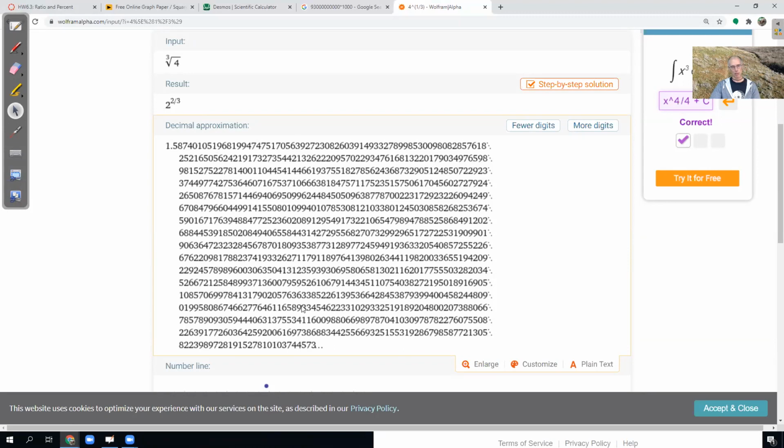1.58740105, and so on. It's not like those repeating chunks like 0.33333 or 0.252525. This is a whole other kind of animal, and these animals are called irrational numbers.